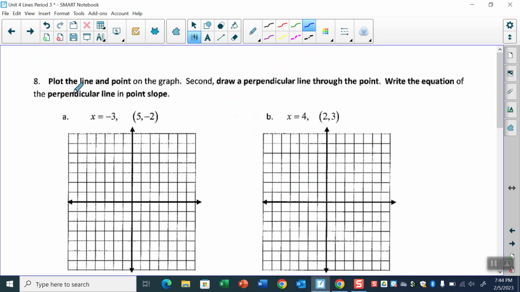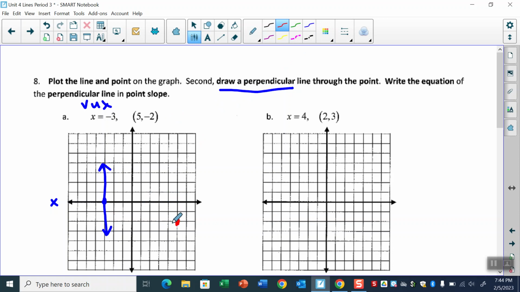Okay, so now it says plot the line and point on the graph. And then we're going to draw a perpendicular line, okay? So x equals 3, right? That again, that's vertical. So that's going to be a vertical line. Here's my x-axis. 1, 2, 3. All right, so there is my line. X equals negative 3. And here's the point 5, negative 2. 1, 2, 3, 4, 5, 1, 2.